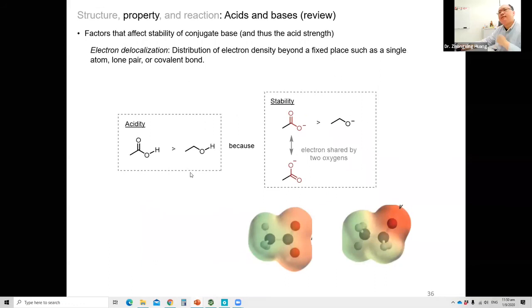Another thing that affects the stability of the conjugate base is called electron delocalization. The fact is that acetic acid is a stronger acid than ethanol. If we compare the stability of their conjugate bases, the acetic acid conjugate base is shared over two oxygens, so you can draw resonance structures, which you have learned in general chemistry. The anion can jump onto the other oxygen here, and in the electron density chart, the red is the electron density. You can see the minus is dispersed around the two oxygens, but for the ethanol anion, ethanolate, the negative charge is dispersed on only one oxygen. So this anion is more stable, and its conjugate acid, acetic acid, is more acidic than ethanol. Okay.